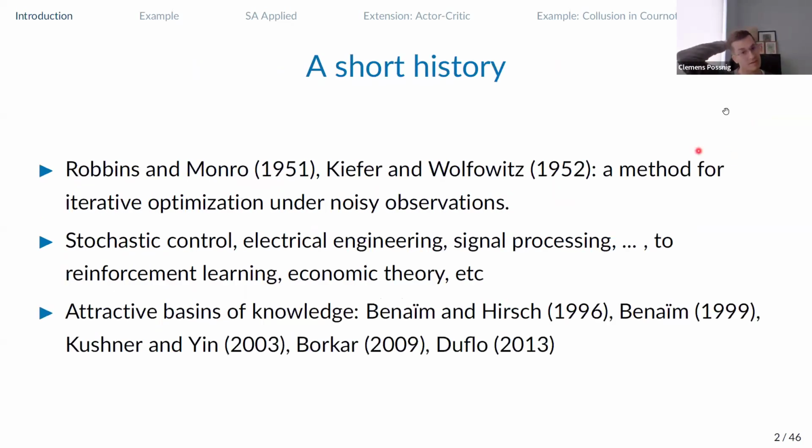A short history of the method. This was introduced in the 1950s by Robbins and Monro, Kiefer and Wolfowitz, and some others, who introduced the method to study iterative optimization or root finding under noisy observations. Then over the decades, the method found use in engineering applications, signal processing, and so on, until it also started to be used by reinforcement learning researchers, evolutionary biologists, and economic theorists like me today.